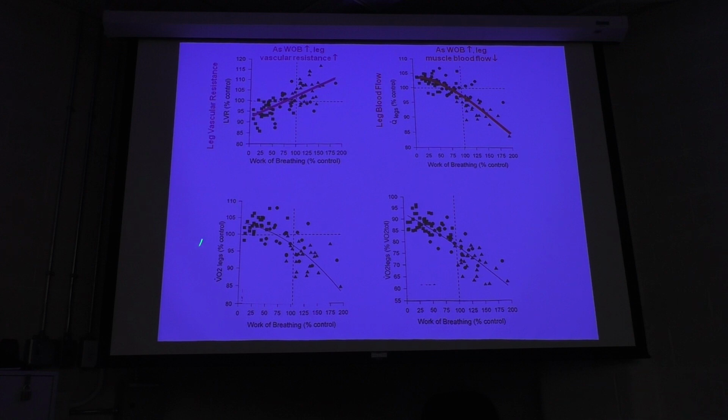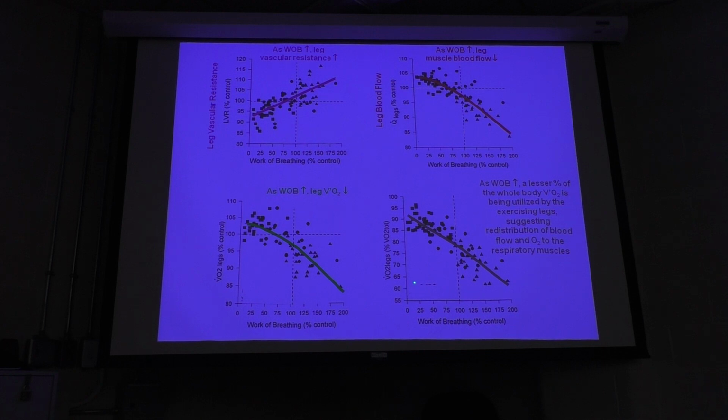If you look at the rate of oxygen consumption generated by the legs, resistance goes up, blood flow goes down, leg VO2 goes down. So you're delivering less oxygen, it's using less oxygen. And it makes sense then that the leg VO2 relative to the whole body VO2 deteriorates as well. So now the leg oxygen uptake is actually contributing progressively less to the whole body VO2.